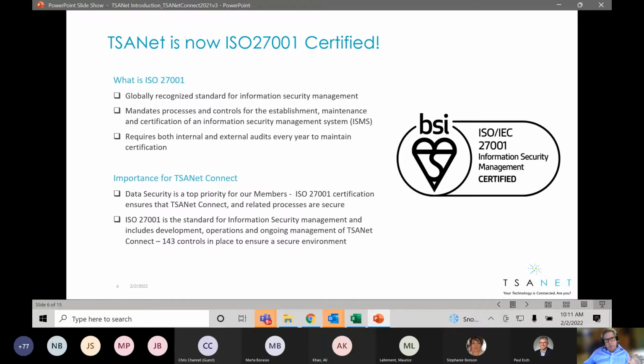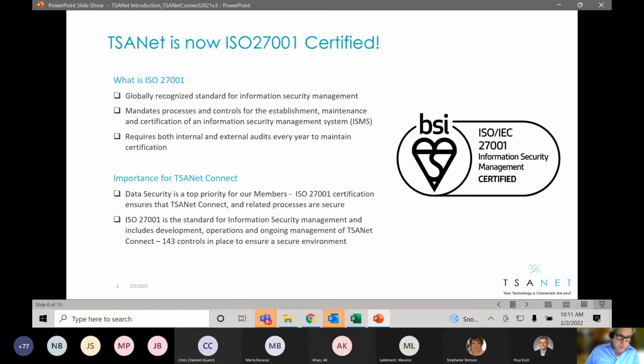This past year, even though you're going to see what we do and what we don't do within this environment, some of our members came back to us and said, you're still collecting information, not necessarily about our customers so much, but you're collecting information about us as a company. We need you to be ISO 27001 certified. So we actually went out and got that last year. So the TSANet Connect platform is an ISO 27001 certified platform. I think it answers a lot of data security questions.